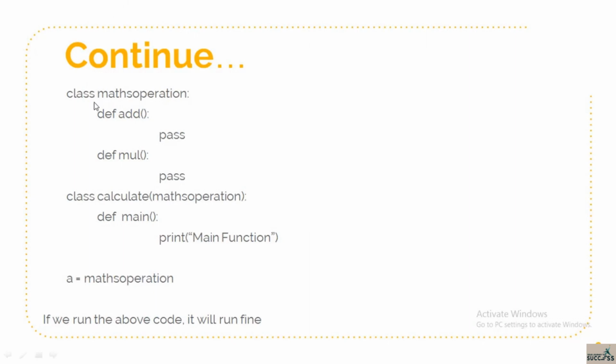So now we have a class known as MathOperation, and we have two methods which are unimplemented, which means that this class is an abstract class and these two methods are abstract methods. Next, we have another class, Calculate, which is inheriting the abstract class MathOperation. And now in this main function, we are creating the instance of the abstract class, and if we run the above code, it will run fine.